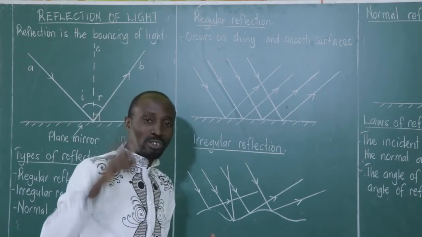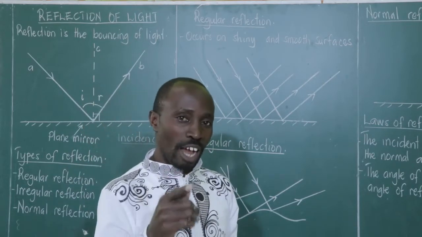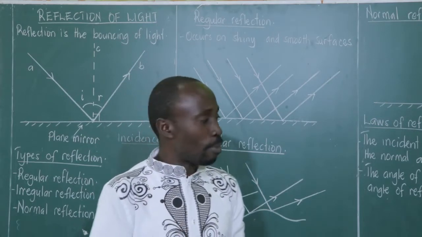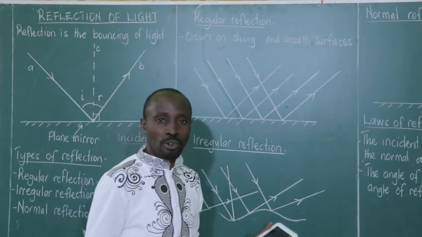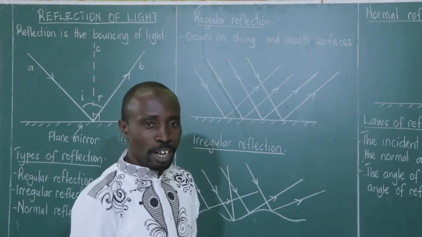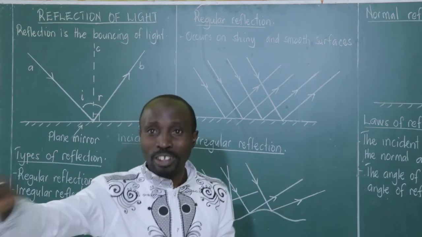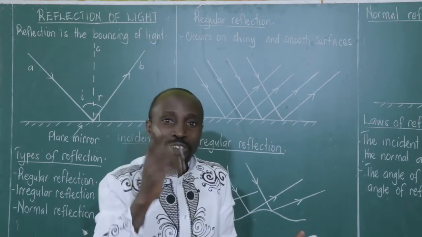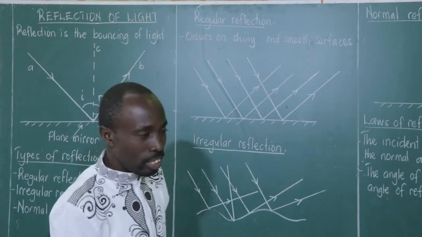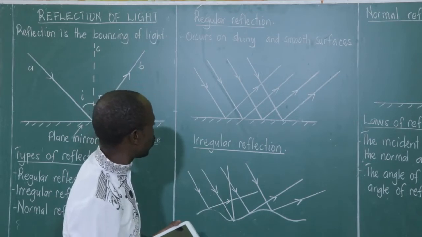So I'll take you back to the moon, where we said it is a non-luminous object. And remember, we said it reflects light that is produced from the sun. So it does not produce its own light. Now, the moon works exactly like a plane mirror. When light comes and falls onto it, it sends it to us. Then we think the moon is producing light. No. It is not a luminous object, it is a non-luminous object. So basically that is regular reflection.